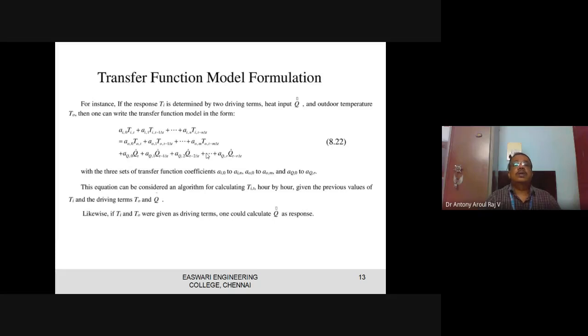So you know all the values: 24 indoor temperatures, 24 outdoor temperatures, 24 heat inputs. So that means you can find out how many coefficients there are. You can give all the data and find out all these coefficients by equating the coefficients. For example, A0 you can find out, similarly A1, similarly A2. Like that, all the 24 coefficients you can find out.